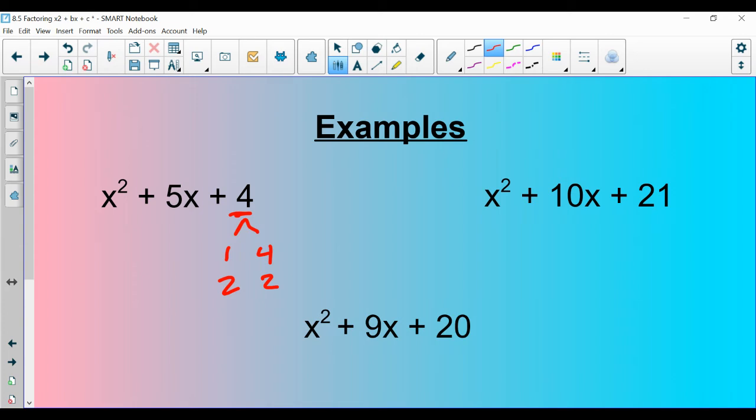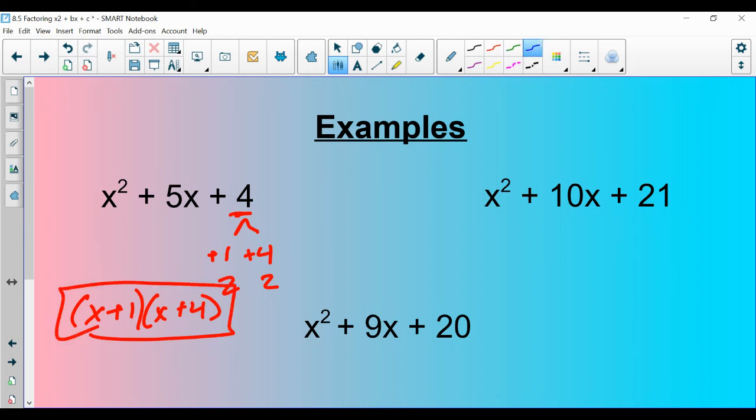Step 2 said to pick which set of factors could get you to the middle term, which is 5. Well, 2 and 2 never add to 5, but 1 and 4 do, right? If both the 1 was positive and the 4 was positive, then it would add to 5. And +1 and +4 multiply to 4. So our answer is going to be X plus 1 and X plus 4. Boom.